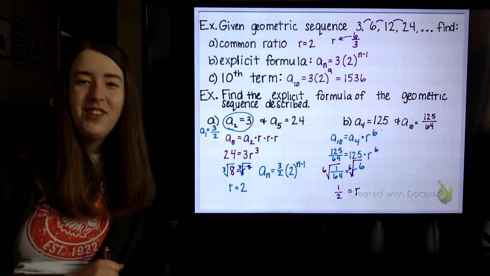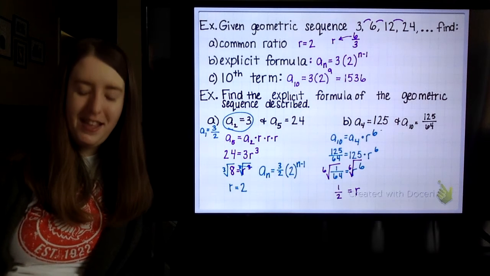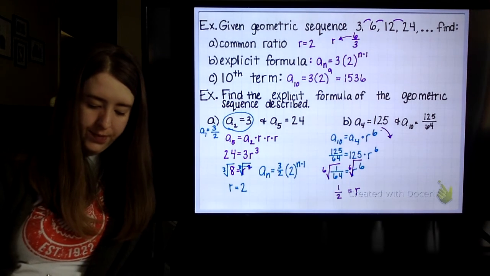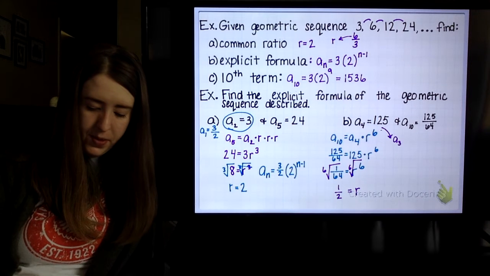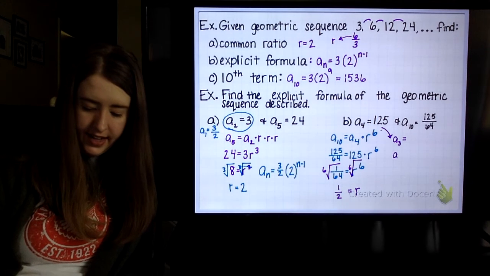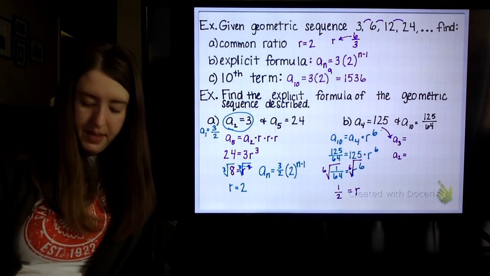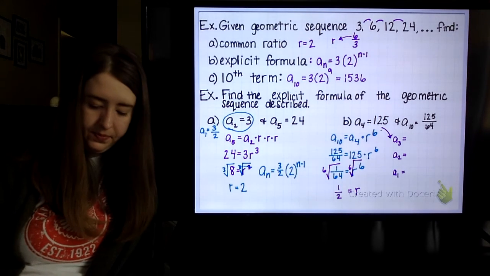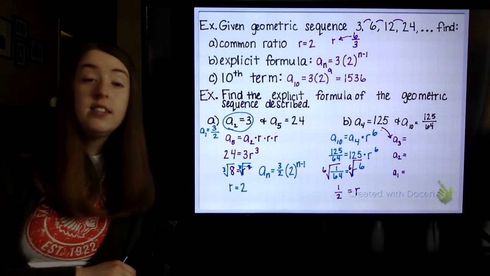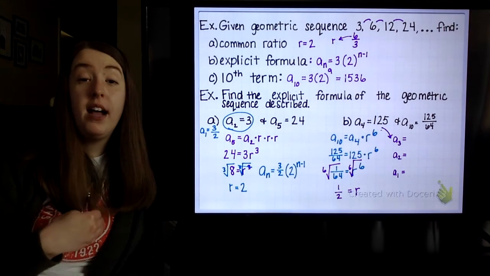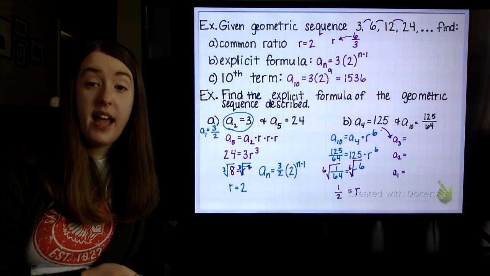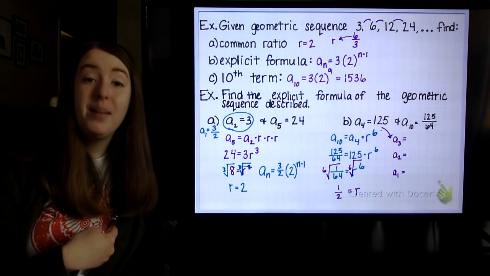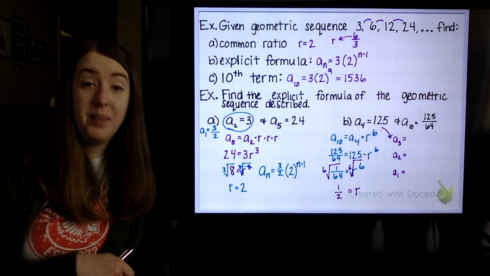Good deal. So now let's work our way backwards. So we have a sub 4. We can now find a sub 3, and then we can find a sub 2. So then we'll be able to have a sub 1. So now we're going backwards. Instead of multiplying by 1/2, we're going to be dividing by 1/2. Remember, dividing by 1/2 is the same thing as multiplying by 2.